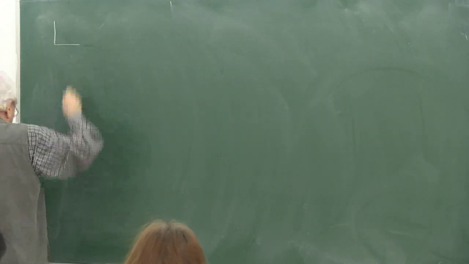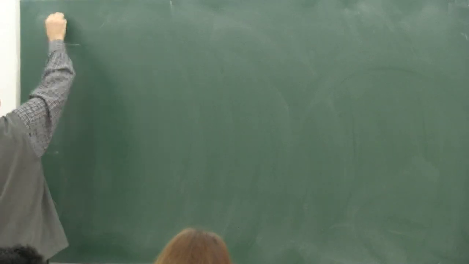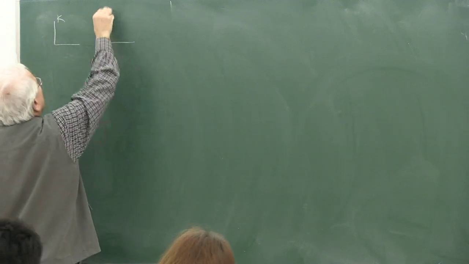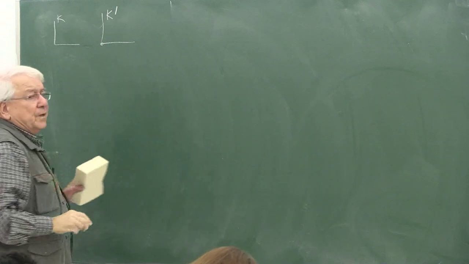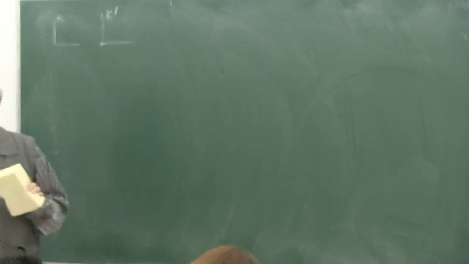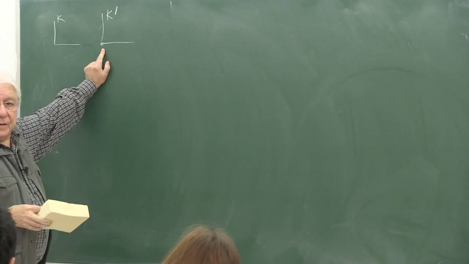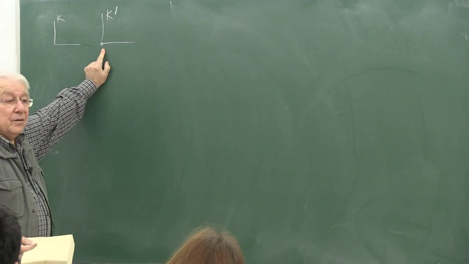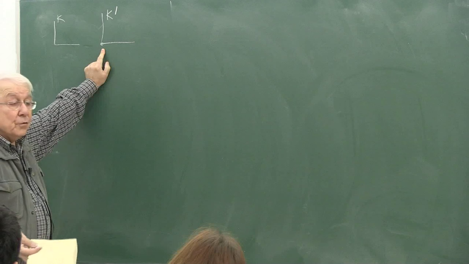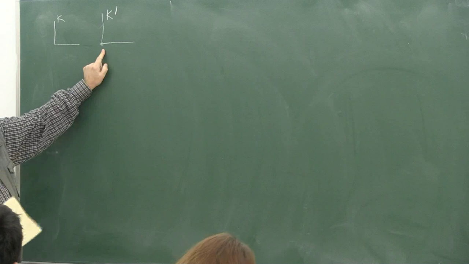Okay, here are the two frames, K and K prime, which is moving. Well, suppose it is the frame of the moving object itself. I have a Dirac particle moving. If it is not under the influence of any external force, it's going to move with constant velocity. Therefore, its frame is an inertial frame.